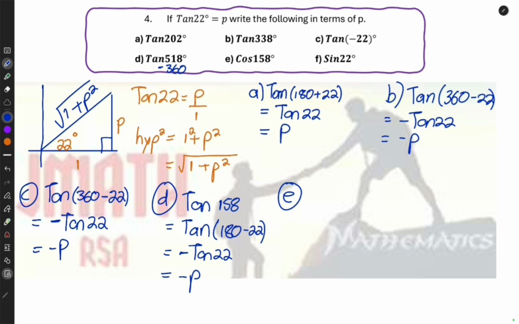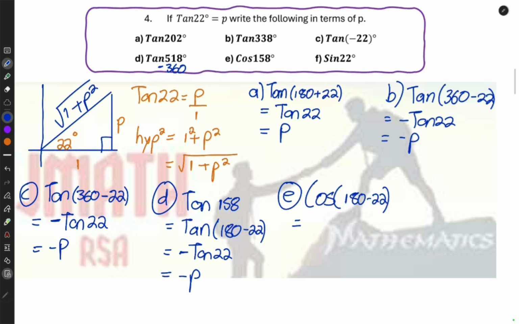Okay, question E. Cos 158. I just did a 158, but it wasn't cos. So now if I use reductions, I can say this is the second quadrant, so it is minus cos 22. Now I have a 22. I can use my triangle. So cos is adjacent over hypotenuse. So the answer is 1 over square root of 1 plus p squared. And that's it. That's my answer.